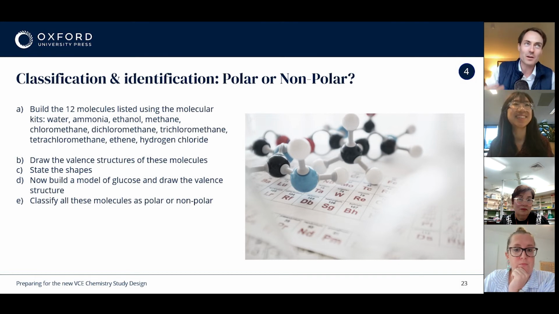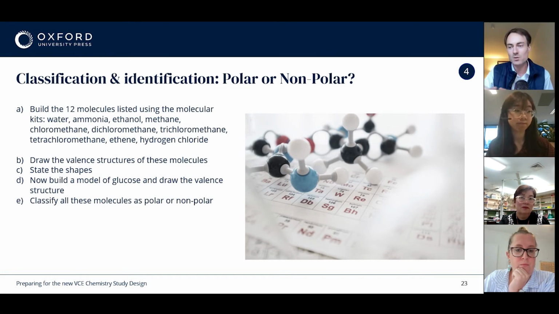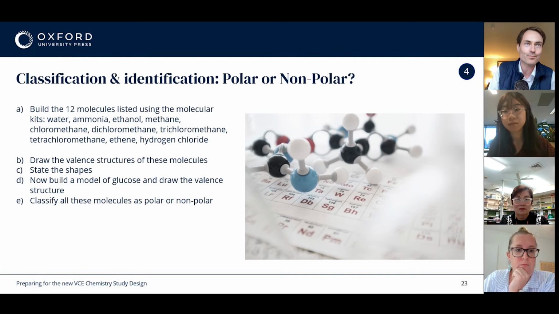Methane, chloromethane, dichloromethane, and you can see the pattern there with the methanes and the chloros. You eventually get to a point where they become more and more polar. Tetrachloromethane is non-polar. Students need to understand that. Ethene and hydrogen chloride again. So there's a pattern to these, in sort of 3 categories, and each molecule is designed to teach students something that is very important in this topic. I'll show you the third one as well.